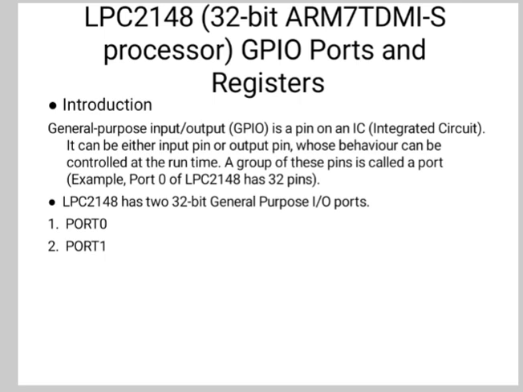In port 0, pins like P0.24, 26 and 27 are not obtainable, whereas in port 1 the pins 0 to 15 are not obtainable. Here both the ports, port 0 and port 1, are controlled by two groups of registers. So the LPC2148 has two 32-bit general purpose input output ports, port 0 and port 1.